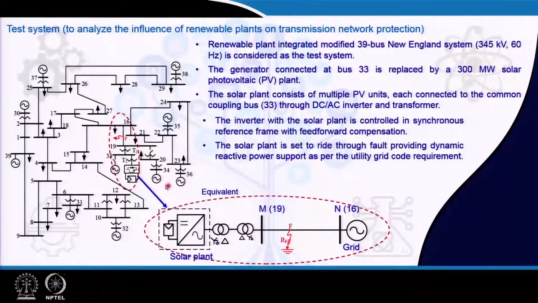At bus number 19 we have the so-called M bus equivalent, and at bus number 16 we have the corresponding N bus. So with these network connections, we would like to see how the line protection works for faults in this particular line.